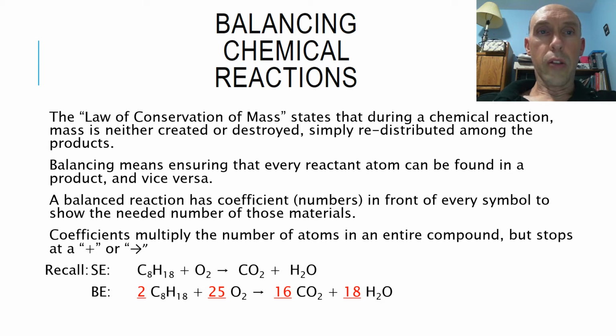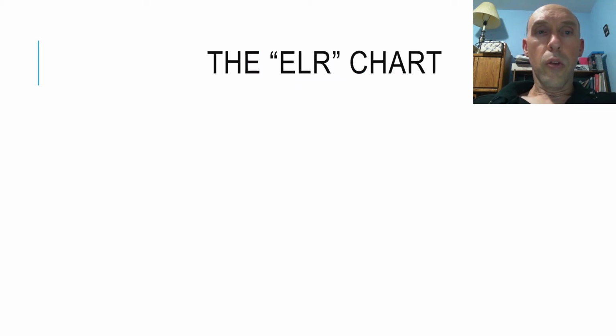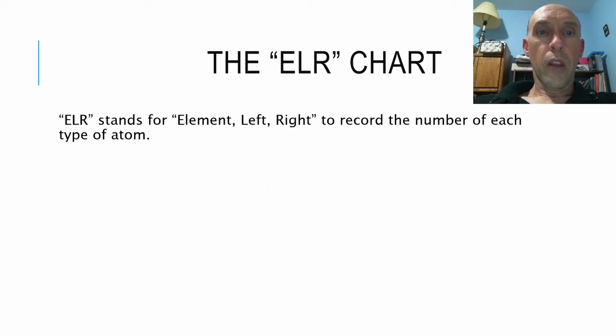Okay, going on to the next slide. The tool we're going to use is something called an ELR chart. Now, ELR stands for element, left, and right. And it's simply a chart to record the number of each type of atom we have in a reaction.